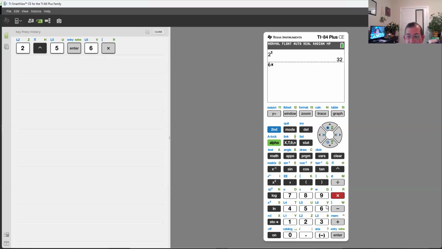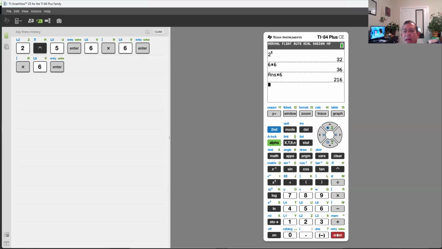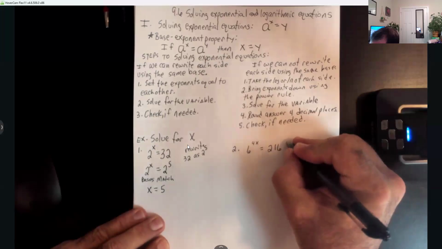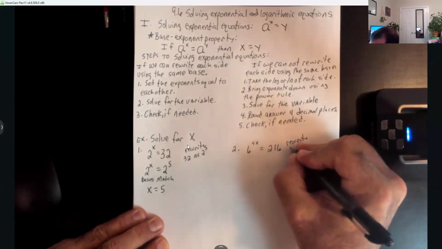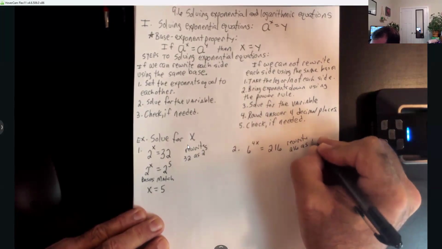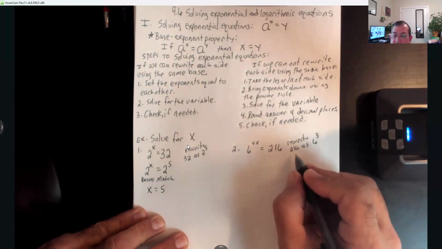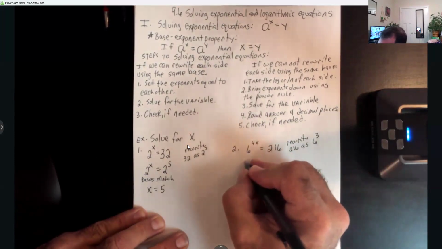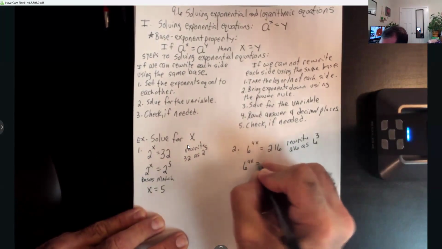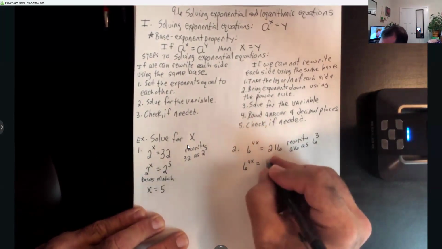So I'm going to do 6 times 6. That equals 36, times 6 equals, oh, y'all, look at that. Multiplying 6 times itself, I got 216, and I used three 6s on that. So I can rewrite 216 as 6 to the 3rd power, okay, because 6 times 6 times 6 was 216. So the left side will stay 6 to the 4x. 216, I'm writing as 6 to the 3rd.